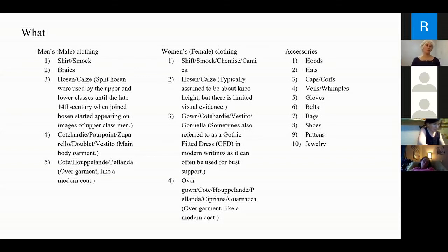So that's a simple thing you can do with your cotehardies to try and take them to that next level where you're like, something looks a little off. Oh, this will make it look a little bit more like the images. That's what I found.